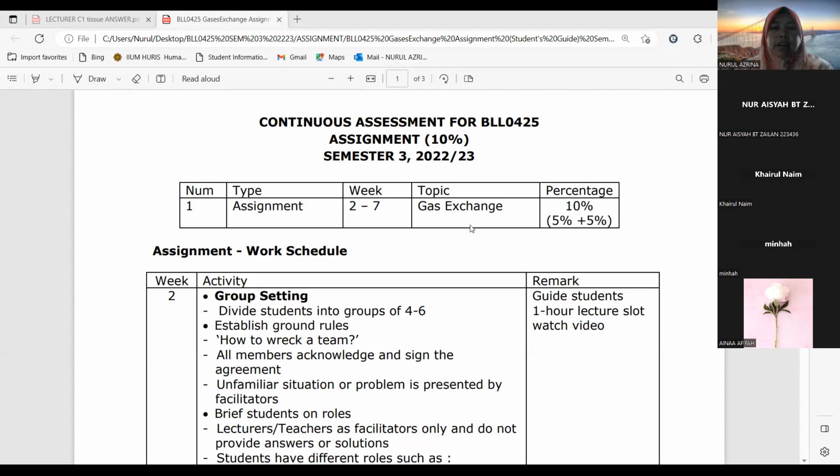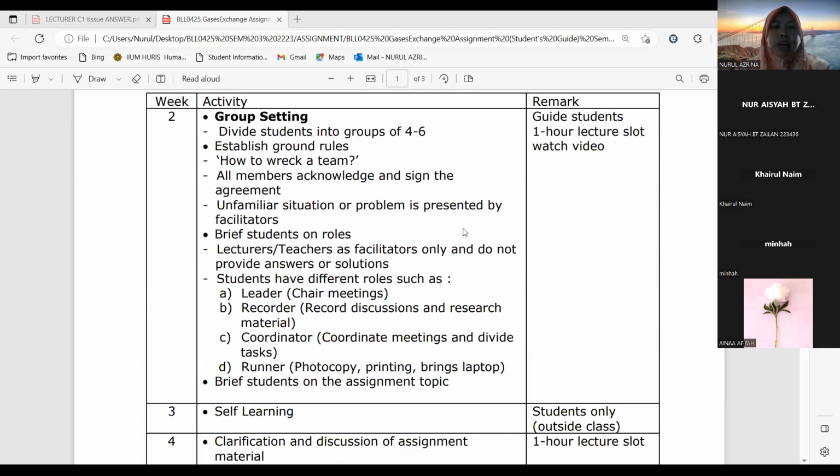Okay, right. So the topic covered is gaseous exchange. Some part of the topic is taught in class, and some of the topic will be in the assignment itself. Okay. All right, so what we have to do this week is group setting. So you have been divided into groups, some of 4, some of 5, some of 6, right? So same as Bio 1, you have to set the ground rules of the team, and the ground rules must be written and submitted together in your report. The ground rules must be acknowledged and signed by all members of the group.